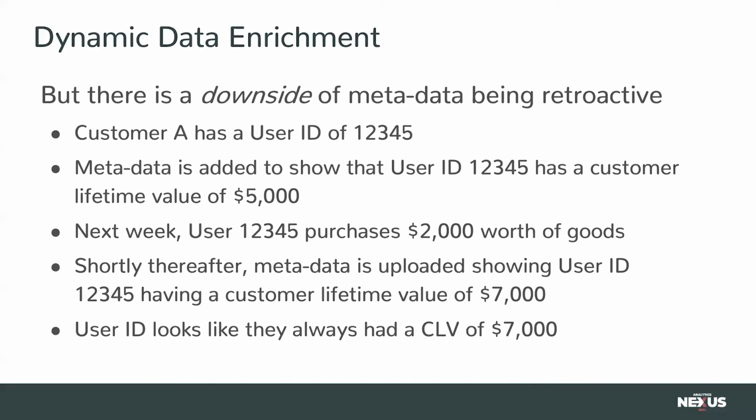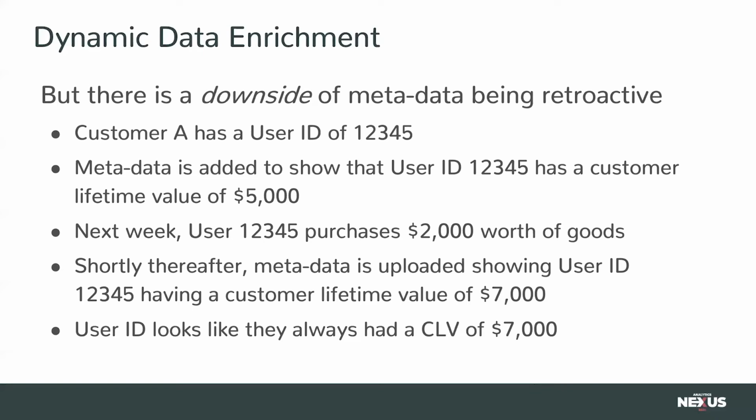However, because of the retroactive nature, you're going to see that that person always had a lifetime value of $7,000. So even if you look maybe 2 years ago, if you're doing year over year data, you can see that that person had a lifetime value of $7,000, and that's not actually true. A year ago, they may have only had a lifetime value of 2,000 or 3,000 or 5,000, but now it looks like they've always had a lifetime value of $7,000.